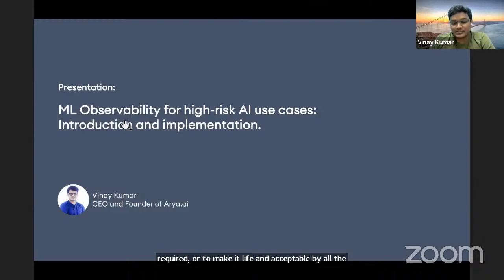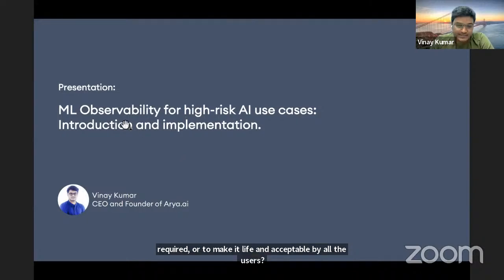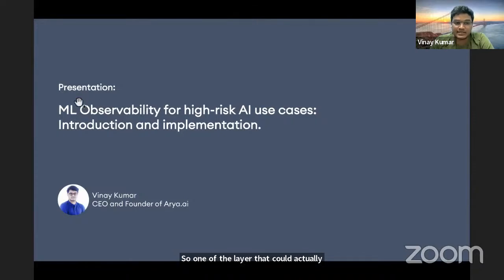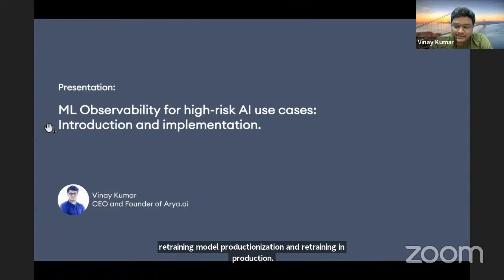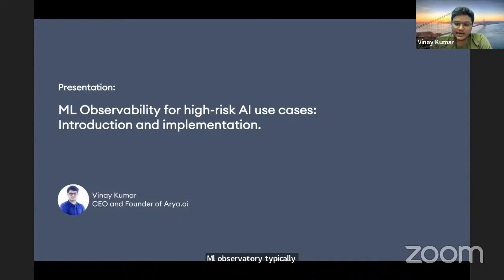So one of the layers that could actually democratize this or make this happen at scale is ML observability. So currently, we have been hearing about ML ops, right? Which is the horizontal ML ops tools, which handles tasks from data preparation to model retraining, model productionization, and retraining in production. ML observability typically sits on top of that. Sometimes or many times, currently it's part of the ML ops, but it has its own independent role with a larger purpose. So that's what I'm going to discuss today.